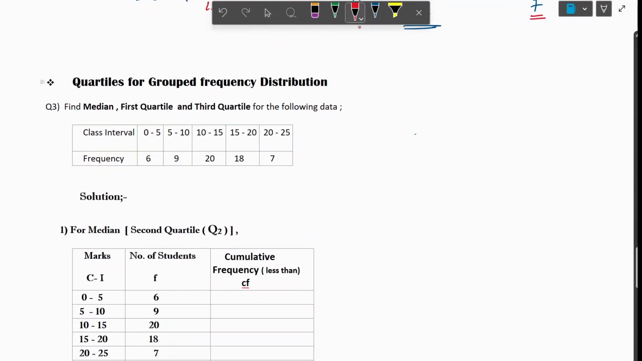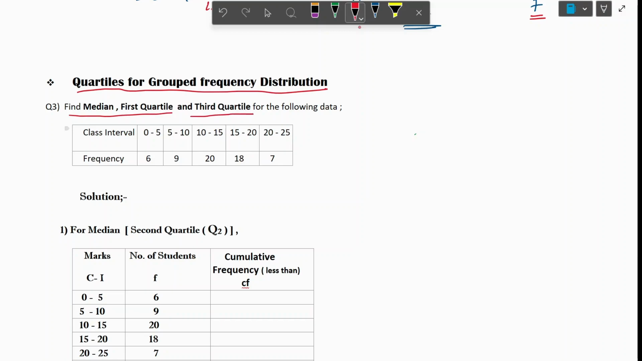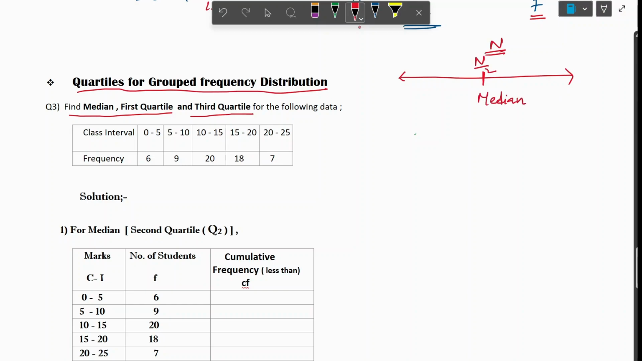Quartiles for grouped frequency distribution. See the question. What's the question? The question is: find median, first quartile and third quartile for the following data. So where is your second quartile? Second quartile is the same as your median. I'll tell you how. See, this is the total n. Once you find the midpoint, that is n by 2. N by 2 represents your median. Right? Median is the same as your second quartile, denoted by Q2. That means 50%. That is n by 2.